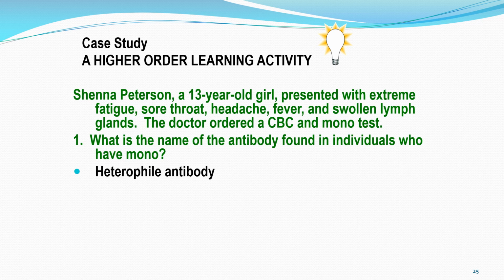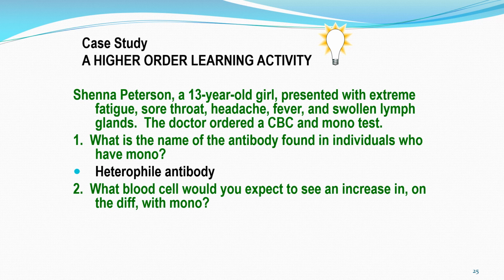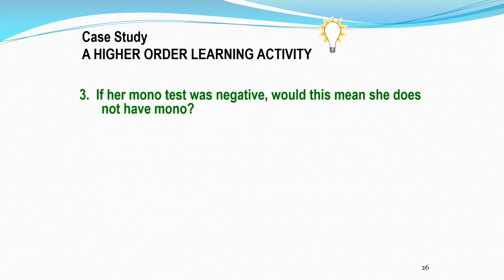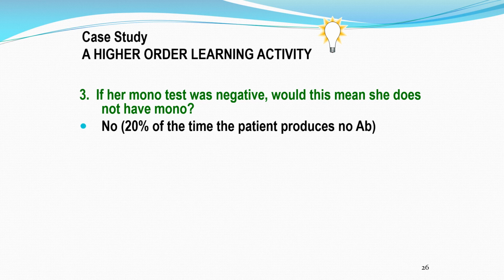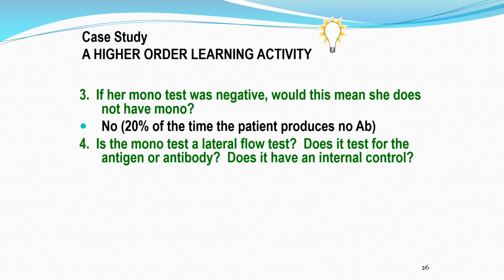The heterophile antibody, right? So what blood cell would you expect to see an increase of when they did the differential, looked down in that microscope to count the white cells if they have mono? Reactive lymphocytes or atypical lymphs. So if her mono test was negative, would this mean she does not definitely have mono? No, right? Because 20% of the time, patients produce no antibody even though they do have mono.